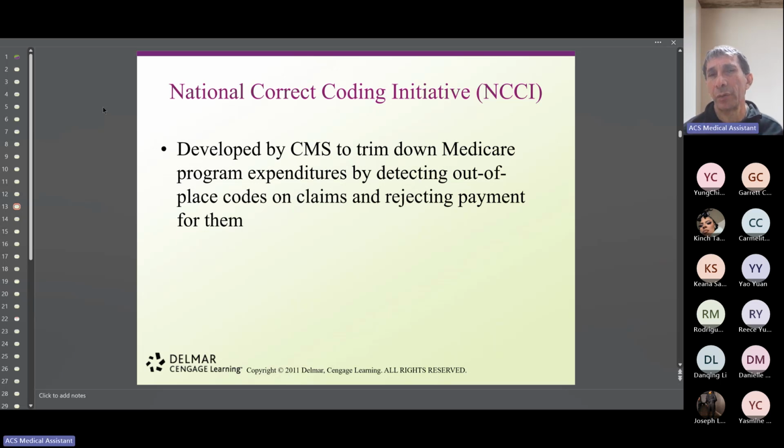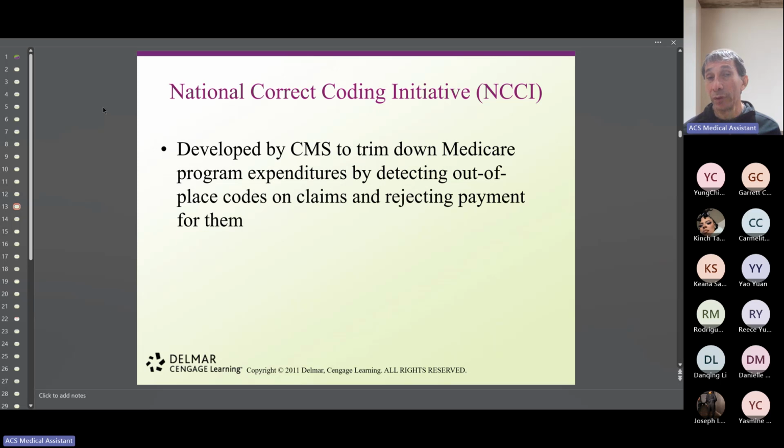So this National Correct Coding Initiative was developed by the CMS. Remember, you need to know what CMS stands for. It's the Centers for Medicare and Medicaid Services, to rein in Medicare program expenditures by detecting misplaced codes on claims and rejecting payments for them. So this organization kind of plays the role of an audit. That's basically what it is.